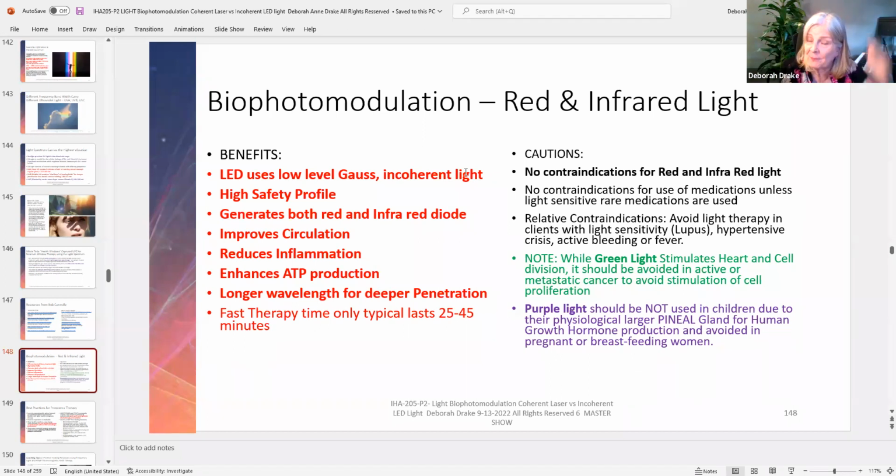Now, purple light primarily shouldn't be used in children because it stimulates the pineal gland for growth hormone that might overgrow them too fast or create a prolactin tumor or something. And you don't want to necessarily increase the prolactin level in a breastfeeding or pregnant woman. So those are very simple. So it's pretty close to a perfect therapy, just going out in the sunlight. What have you got to lose?